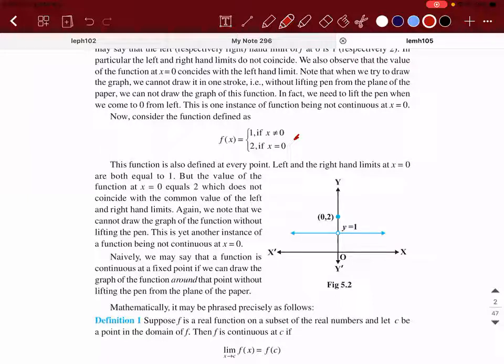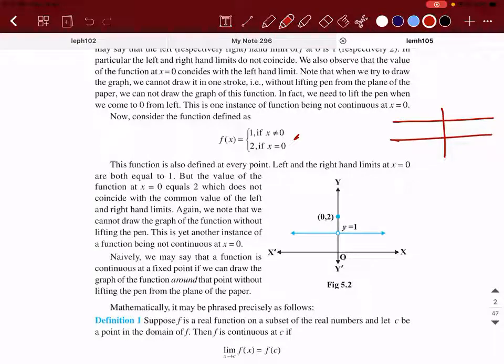Whereas at x is equal to 0, what is the function value? 2. Now, when you try to plot it graphically, the first thing that I will do is I generally think in this way. So f of x is equal to 1 means what will you do? You will draw a line parallel to the x-axis at a distance of 1 unit from the x-axis.